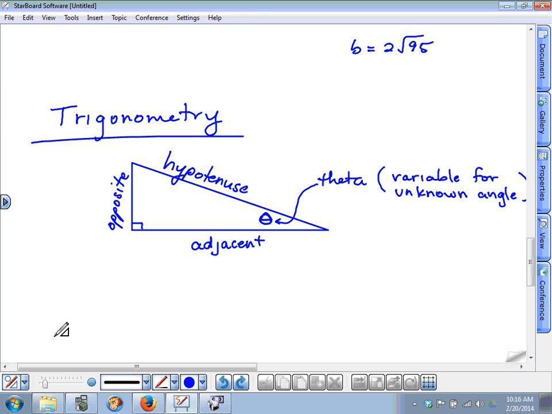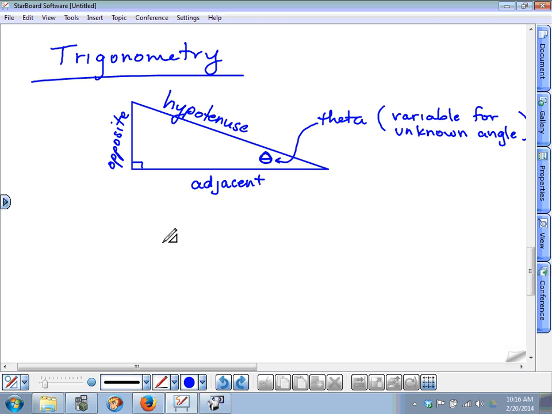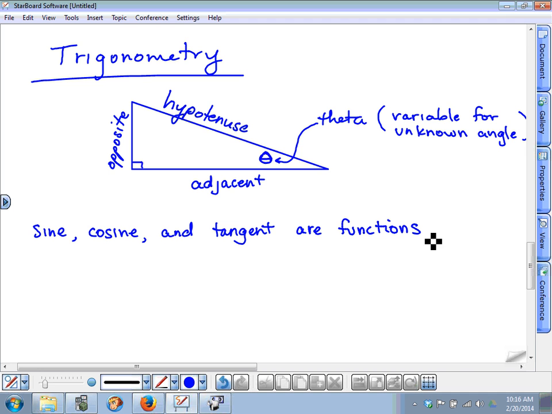Yep. Okay. Now, there are three trig functions called sine, cosine, and tangent. Sine, cosine, and tangent are functions. We haven't talked about functions in a while, but it's important that you understand that they are functions. That means they take an input and they produce an output. A function is a machine that takes a number and produces a different number.